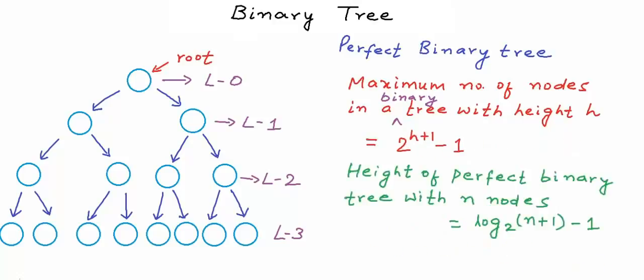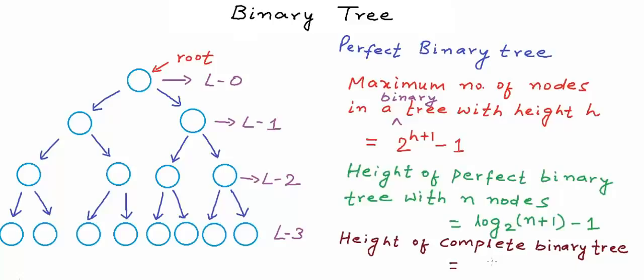In general, for a complete binary tree, we can also calculate height as floor of log n to the base 2. So we need to take the integral part of log n to the base 2.